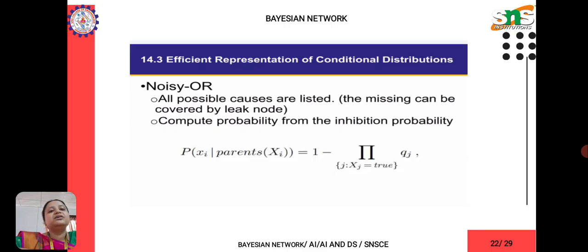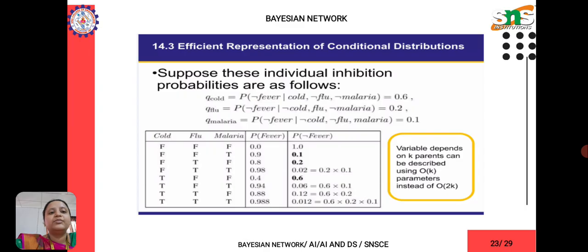Now in the efficient representation of conditional distributions, you have one more topic, that is noisy-OR. All possible causes are listed, and the missing ones can be covered by a leak node. Computing probabilities from inhibition probabilities is the noisy-OR. We get the values from the parent nodes, and these are evaluated using the negation of the inhibition values. Suppose there are three individual inhibition probabilities.